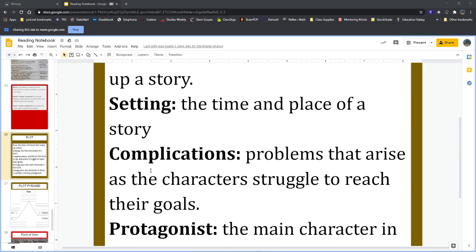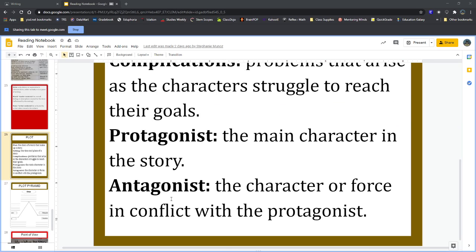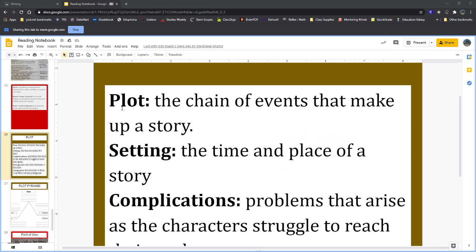So we need to keep track of these words because we're going to use them while we're talking about plot. Remember, plot is the events in the story, what happens first, second, third, fourth, the beginning, the middle, and the end. The setting is the time and the place that the story happens.